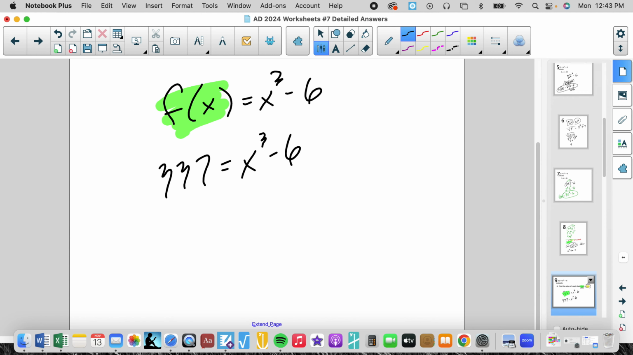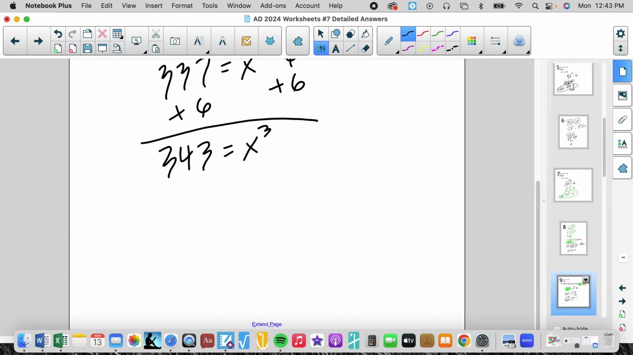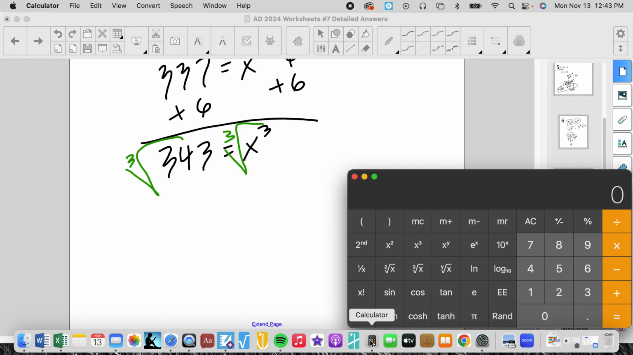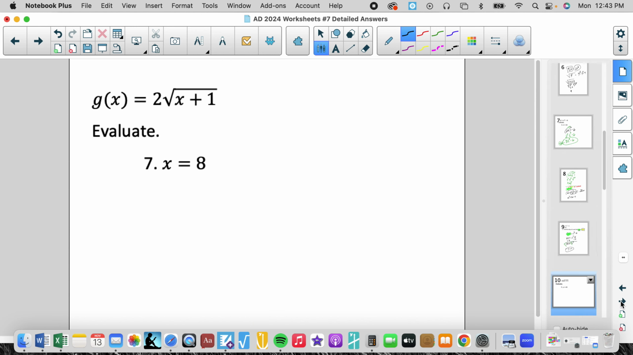Let's isolate the variable. Let's add 6 to both sides. We get 343 equals x to the 3rd. I'm going to say it's 11. But what gets rid of a cube? Yes, a cube root. So we're going to take the cube root of both of those, and you get, pretty sure it's 11. So you can type 3, 4, 3, and we can take the cube root. Oh, 7, way off. So it is 7 equals x, and that would be my answer. So you see how you can get rid of a cube.